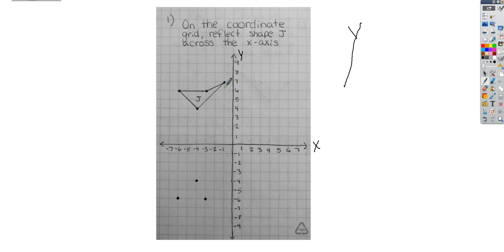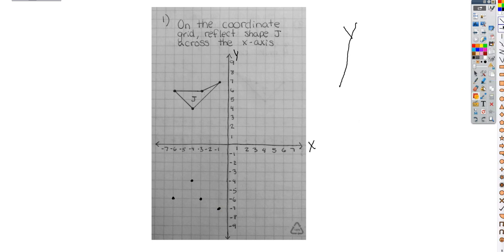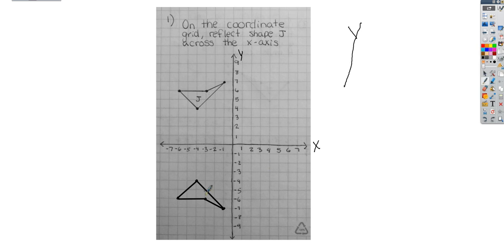And our last point, we're going to go 1, 2, 3, 4, 5, 6, 7. So 1, 2, 3, 4, 5, 6, 7. Now all we're going to do is connect all of those points. So we're going to connect these two, then we're going to connect these two, this one to there, and that one to there. So this would be J prime. It's a reflection of the original shape J across the x-axis.